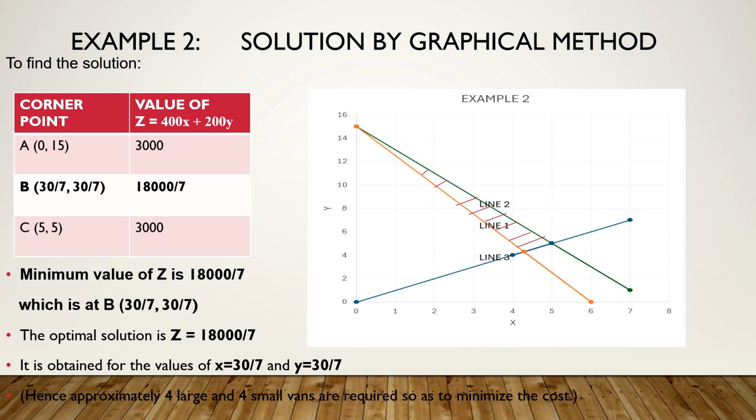Obviously, if you consider our problem, since the number of vans cannot be in fractions, you will need to consider the approximation. That means approximately 4 large and 4 small vans are required to minimize the given cost.